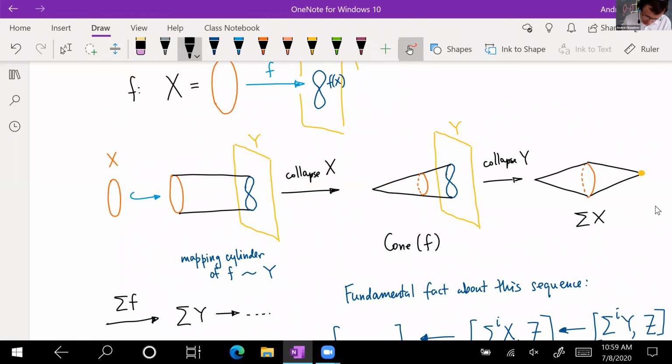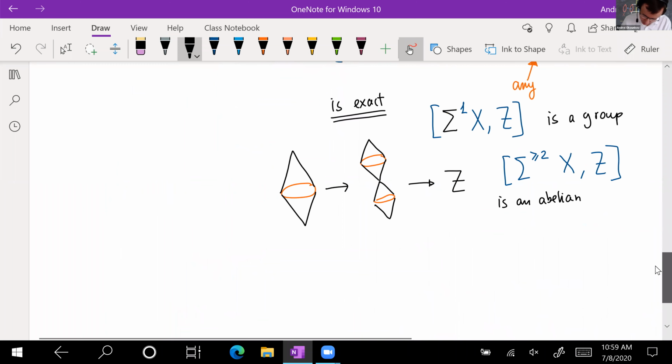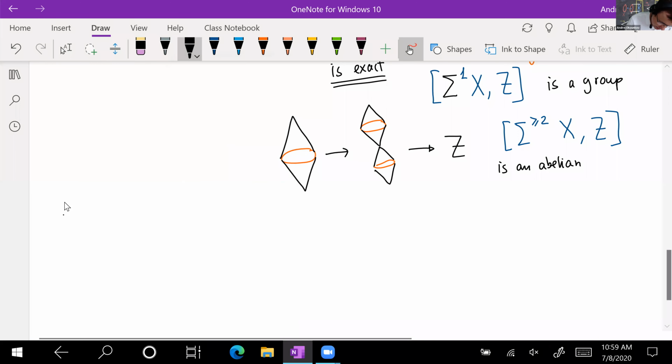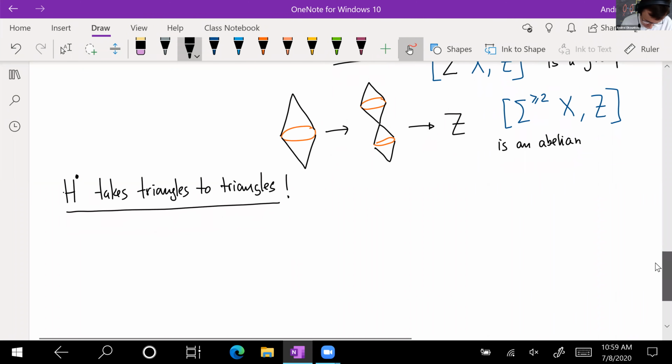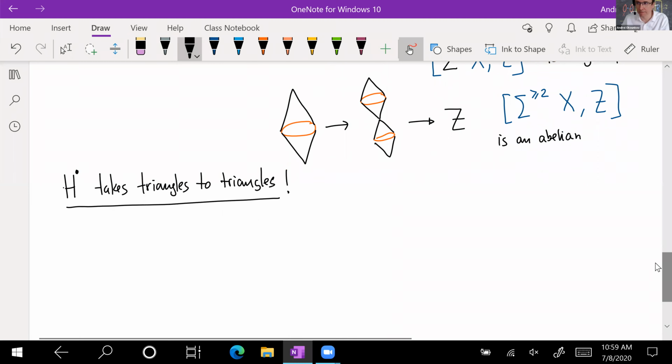Well, you can also say that ordinary cohomology takes triangles. Okay. So that's kind of important. Right. So this is maybe a slightly more elaborate.